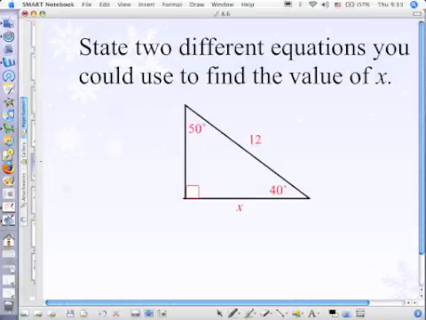Okay, watch this. If 50 is my designated angle, I have two legs labeled, 12 and x. Identify what are 12 and x. Opposite and hypotenuse. The longest side is the hypotenuse. This is away from, or opposite, the angle.